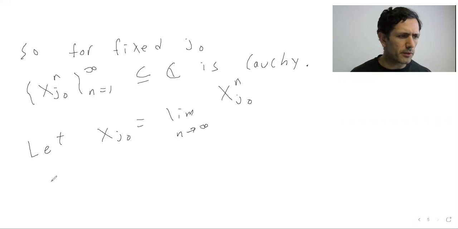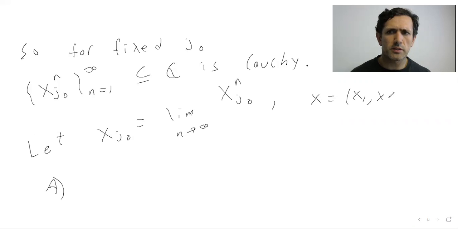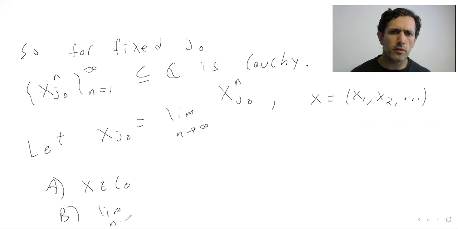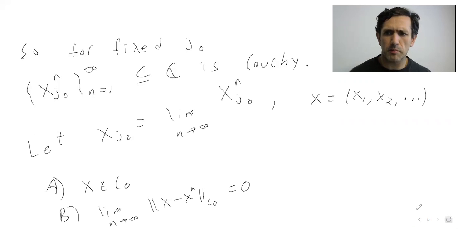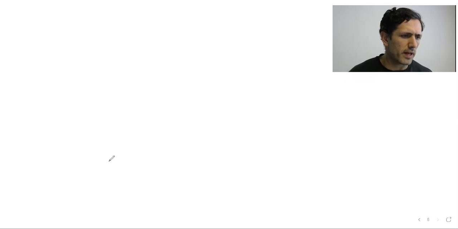Okay, so we have a few things to prove. First of all, if x is x1, x2, et cetera, we have to prove that x is in C0. And we also have to prove that we do have convergence in the C0 norm. Neither of them are particularly hard, but we do have to prove that. So let's do B first.